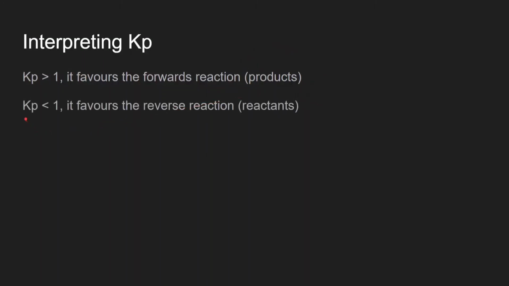So how do we interpret this equilibrium constant Kp value? So if our Kp is larger than 1, it means that the reaction favours the forward reaction. It favours making the products. And if Kp is less than 1, it means that the reaction favours the reverse reaction. It favours making the reactants.